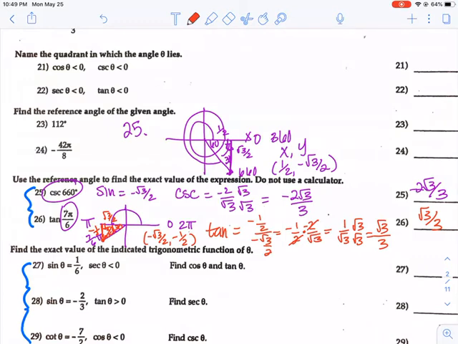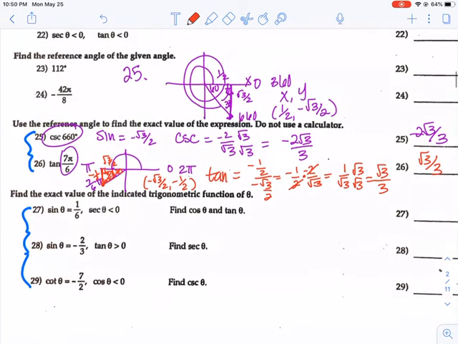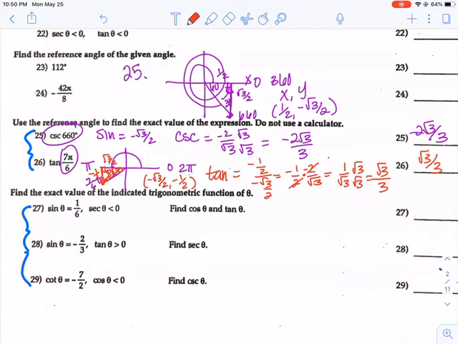All right, 27 through 29. Again, we're just drawing triangles here. This tells you what quadrant to go in. It says my sine is 1/6, and then my secant is negative. So that's telling you which quadrant to go into.